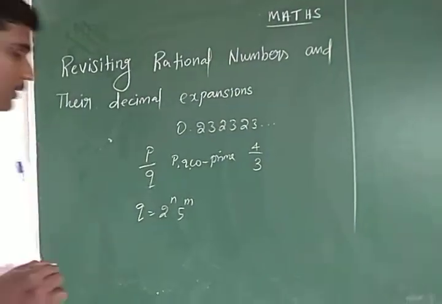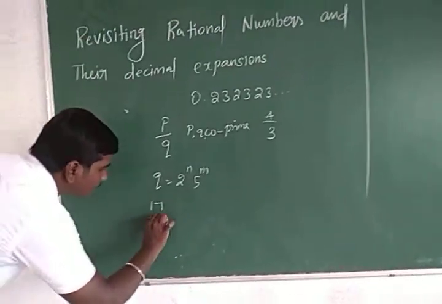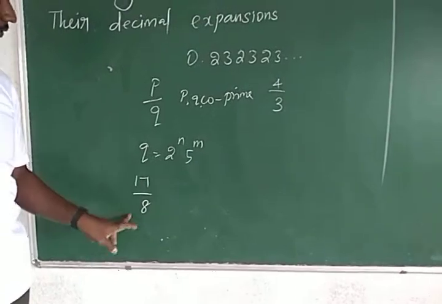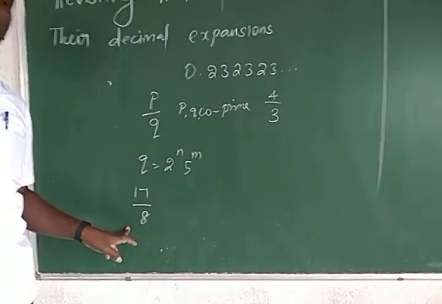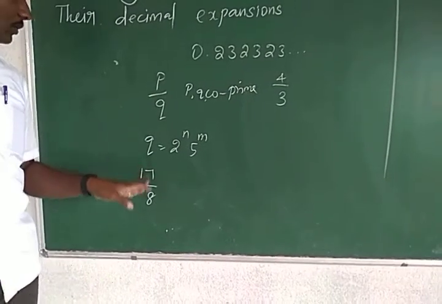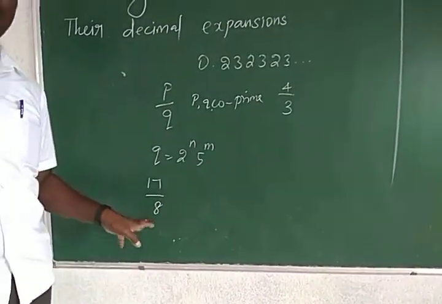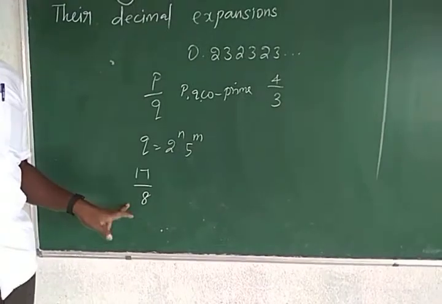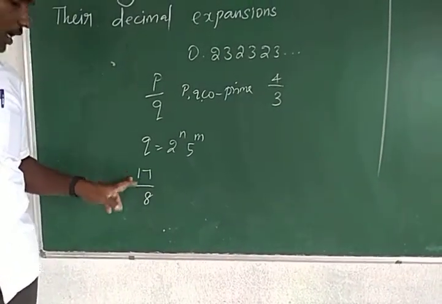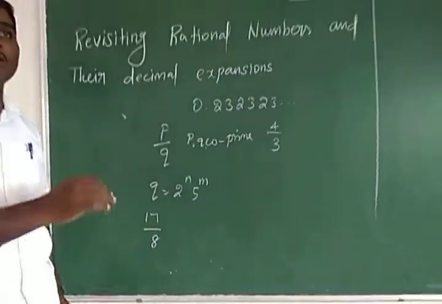One example, 17 by 8. You check it. Are 17 and 8 co-prime numbers? Yes, 17 is a prime number, 8 is a composite number, and 8 is not a multiple of 17. So there is no common factor other than 1 for 17 and 8. So the first concept is over.